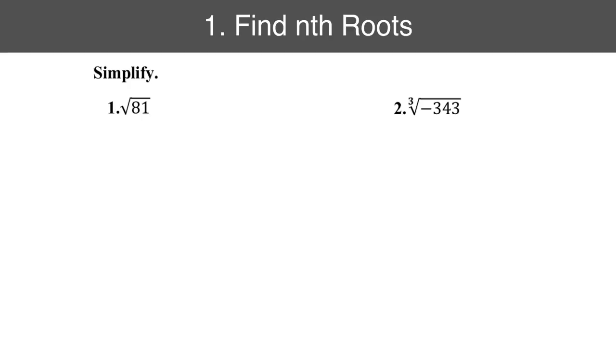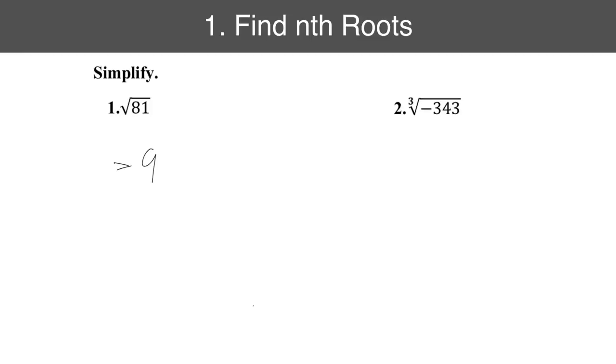So we have two problems here. We have the square root of 81 and then the third root of negative 343. So let's start off with the square root of 81. We're all used to this. This is just a normal square root. So basically, if there's no number inside the radical right here, we just call those square roots. So you take the square root of 81. So what times itself will equal 81? Well, that's simple. That would just simply be 9.